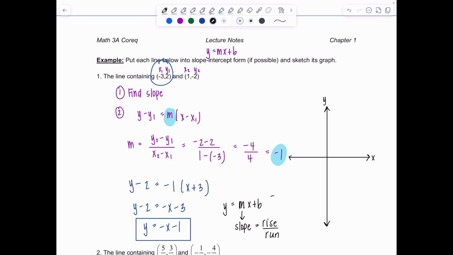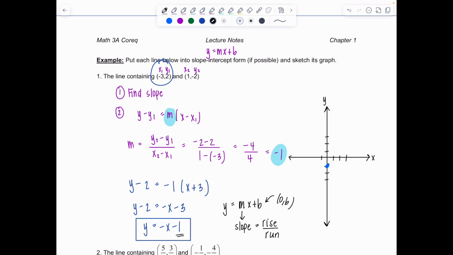And then b, the y-intercept, tells us that the graph goes through (0, b). So what does this tell me here? b is negative 1. So the y-intercept is negative 1. So a point on the graph is (0, negative 1) right here. And then the slope is negative 1.